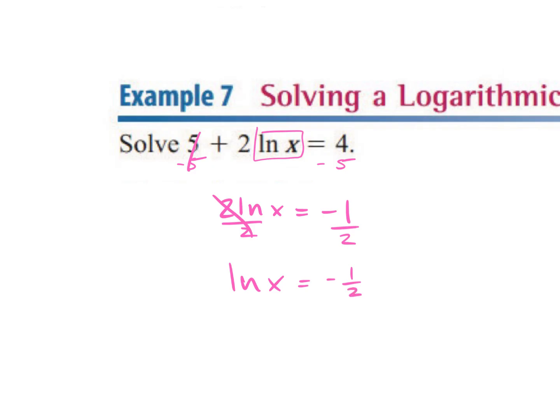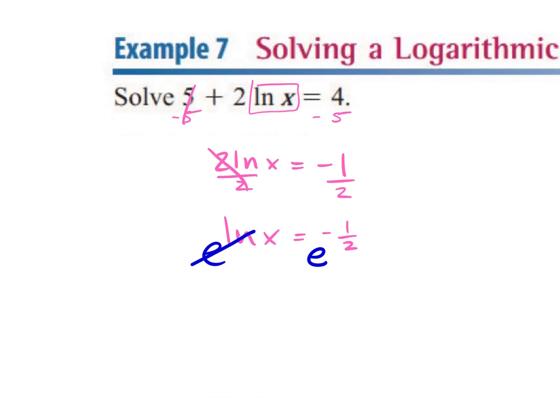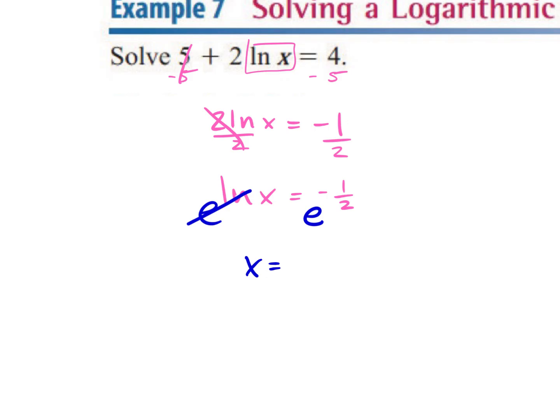What do we do next? Make the big base e. So we're going to make the big base e on both sides. It'll cancel out with the ln. So x is equal to e to the power of negative 1/2.